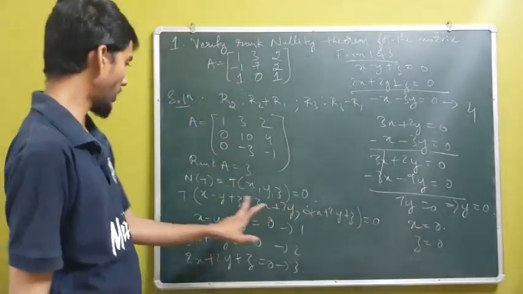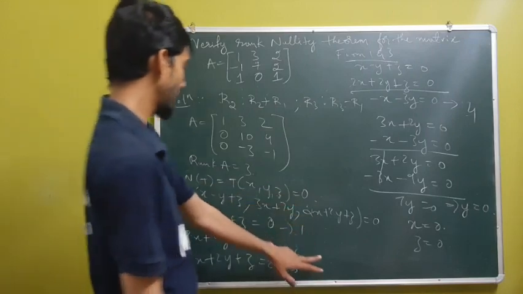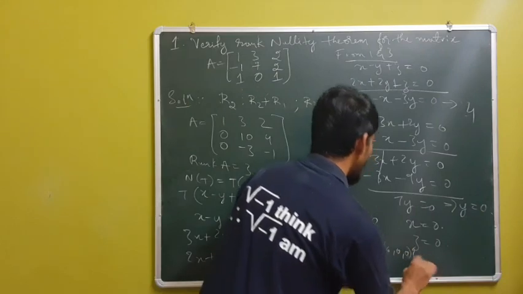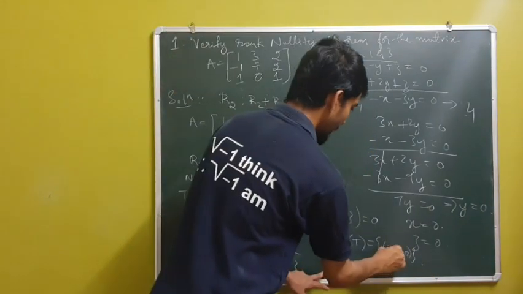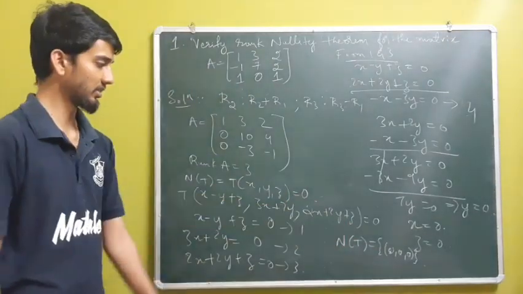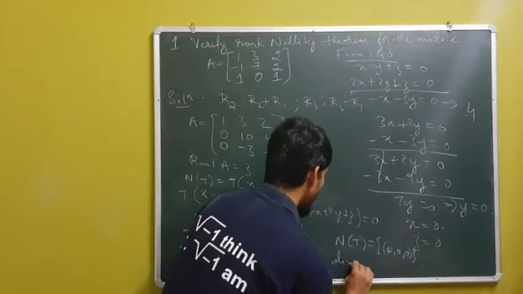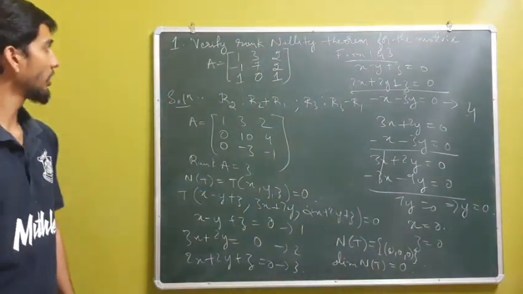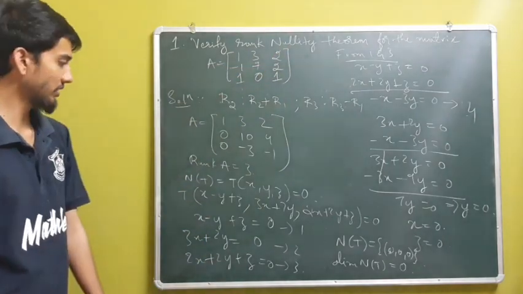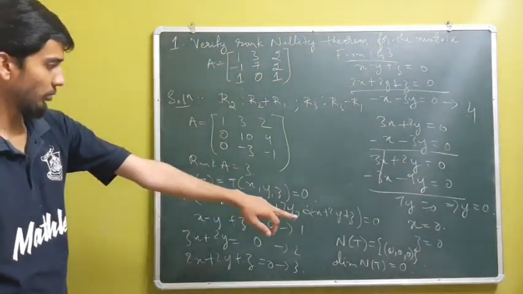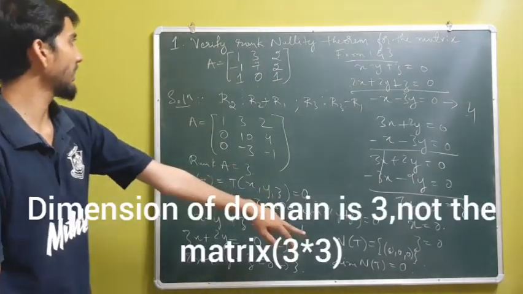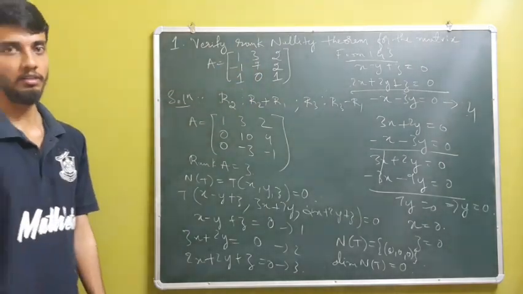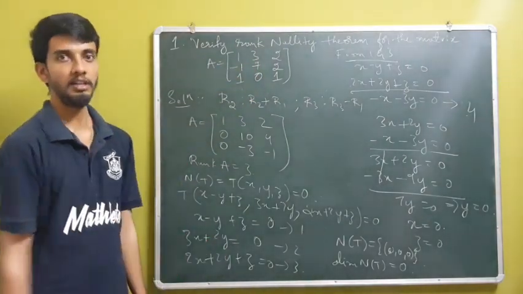Since x, y and z are all 0, that implies T of x, y, z equal to 0. N of T is nothing but 0, 0, 0, which is just the origin in 3-dimensional space. So the dimension of N of T is 0, that is, nullity is 0. So verify the rank nullity theorem was the question. We got rank to be 3 and nullity to be 0. So 3 plus 0 is 3, which is nothing but the dimension of the domain of the linear transformation.